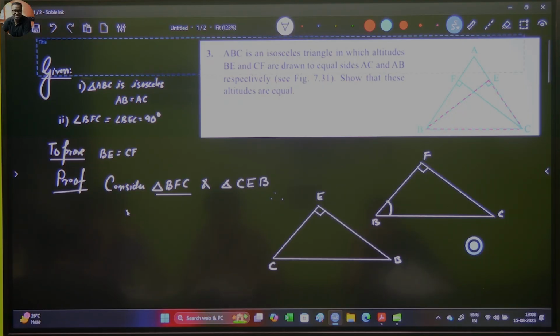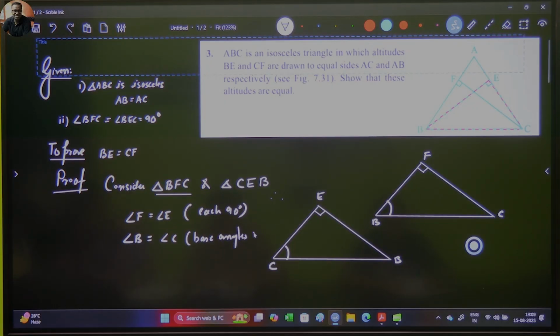We will say angle E is equal to angle F. What is the reason? Each angle is 90 degrees. Do you agree? Angle B is equal to, no, sorry, I've written it in the wrong order. So it should be written this way. We should write angle F equal to angle E. Then I write angle B equal to angle C. What is this? Base angles of isosceles triangle.